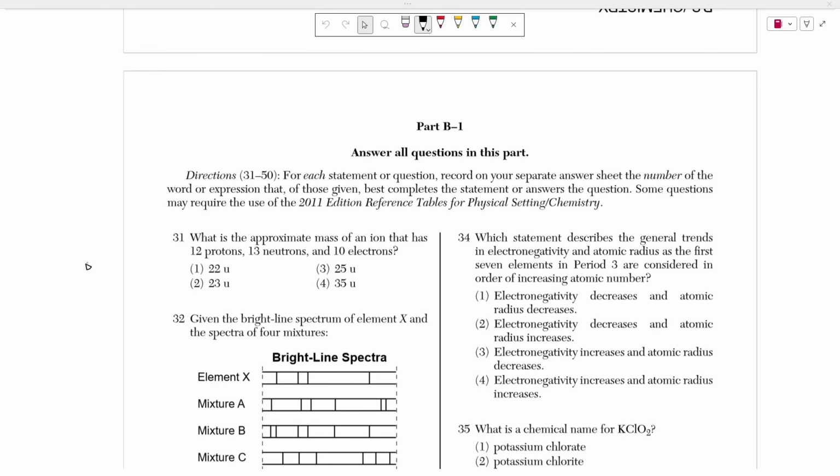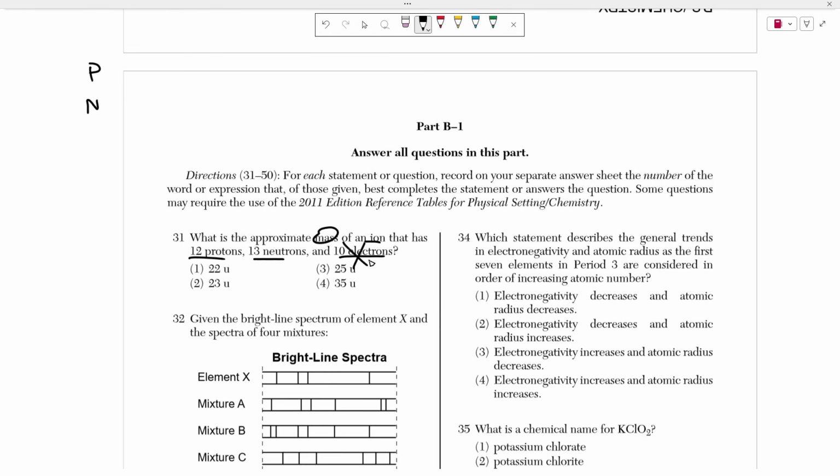That being said, we're going to go ahead and start off with number 31, which asks us to approximate the mass of an ion that has 12 protons, 13 neutrons, and 10 electrons. So when you're finding the mass of an ion, you need to remember that the only things that contribute to the mass are the protons and the neutrons. Right? Electrons do not contribute to mass.